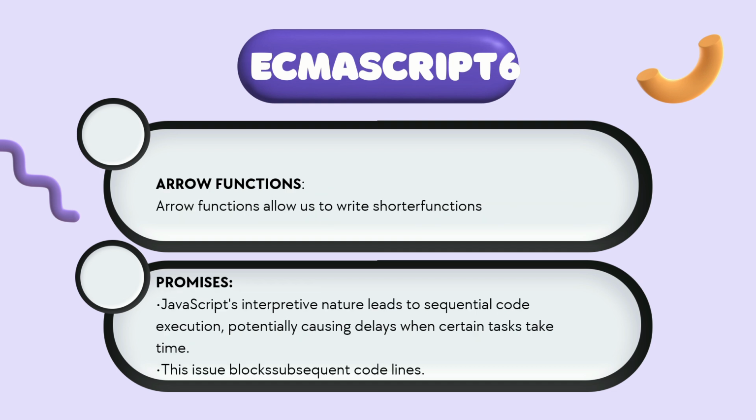Arrow functions. Arrow functions allow us to write shorter functions. Promises. JavaScript's interpretive nature leads to sequential code execution, potentially causing delays when certain tasks take time. This issue blocks subsequent lines of code.